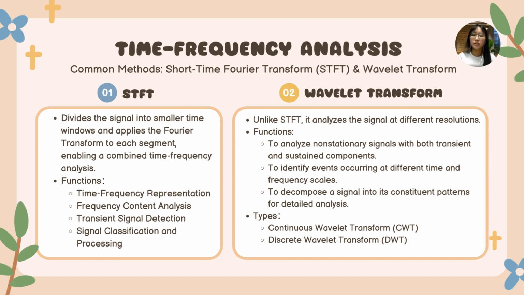STFT divides the signal into smaller time windows and applies the Fourier transform to each segment, enabling a combined time frequency analysis. It provides a spectrogram, which is a visual representation of signal energy as a function of time and frequency. Second, it identifies the frequency components present in short time intervals. Third, it detects short-lived or abrupt changes in the signal's frequency content. Lastly, it is used for signal classifications and processing for EMG signals.